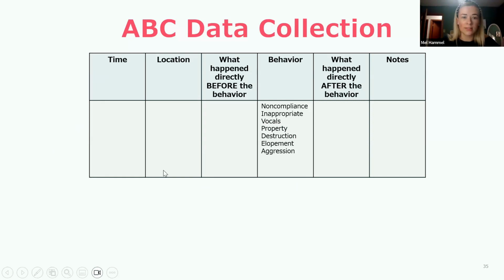The location. So is it always happening in your kitchen? Is it always happening in the lunchroom at school or at their job? The location is important too, so that we can pinpoint a pattern there as well. So this is where the A comes in. A is for antecedents, so what happened directly before the behavior. You can just take a note of this, like he was eating an apple and sitting on a chair and somebody took the apple out of his hand. Just make a note of that.